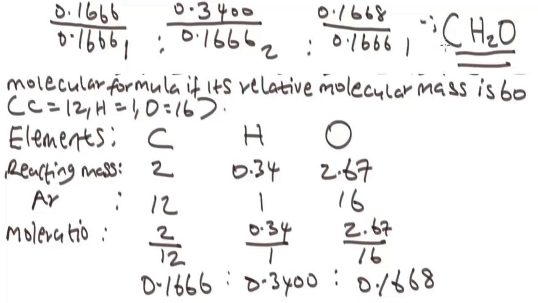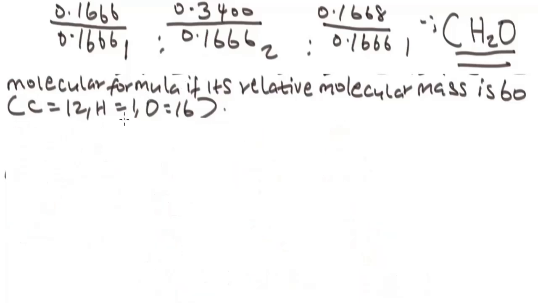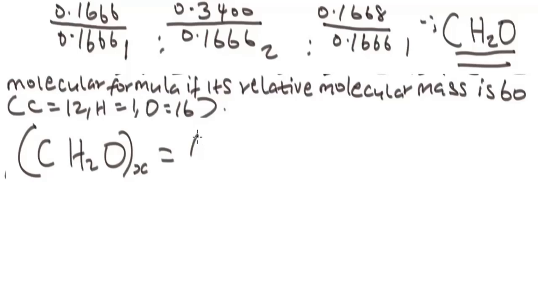Alright, now let's wipe down some parts and solve for the molecular formula. We're asked to find the molecular formula if its relative molecular mass is 60. Since we already have the empirical formula, to get the molecular formula, this is how you do it: the empirical formula, all raised to x, equals 60, the relative molecular mass.